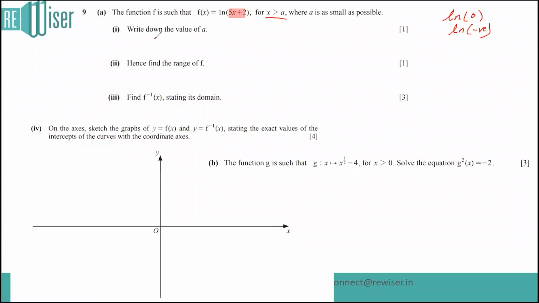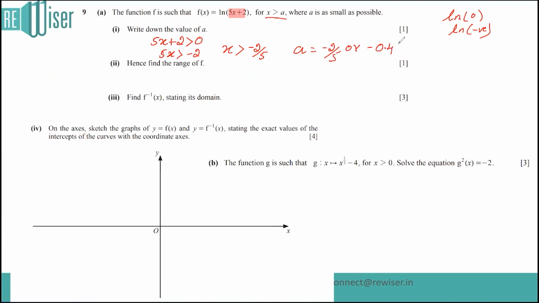So that means 5x plus 2 must be greater than 0. And from here we have to solve for x. When solving for x, 2 goes to the other side, so 5x is greater than minus 2. So x has to be greater than minus 2 by 5. Which means the value of a is minus 2 by 5. Or you can also give it in decimal, something like minus 0.4.